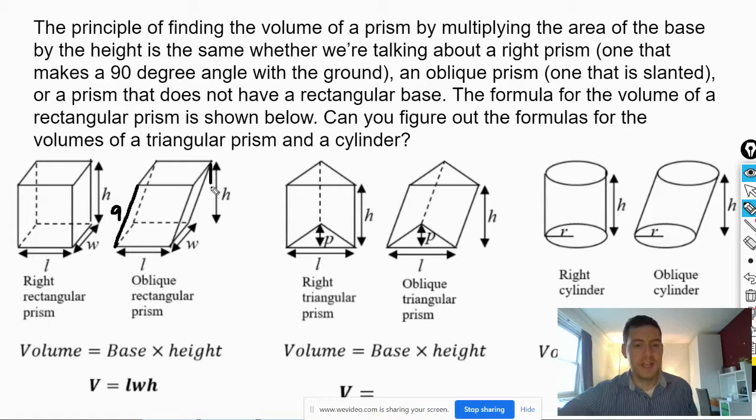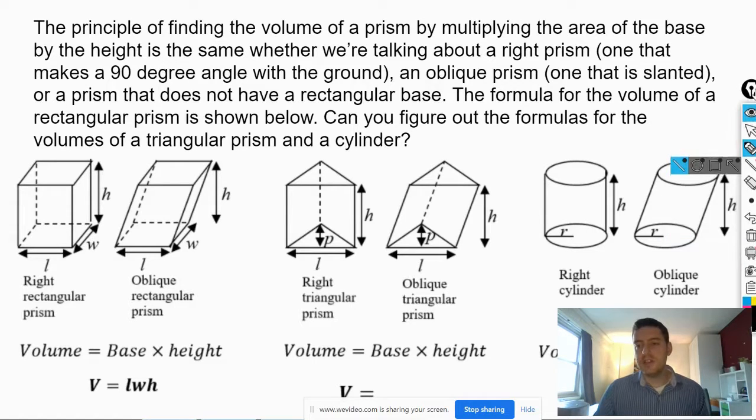So if the height was, let's say, 8 units long, you would use the 8, not the 9, in calculating the volume. Okay, so the principle of multiplying the area of the base by the height is the same whether we're talking about a right prism or an oblique prism. And it's also the same if the base is not even a rectangle. Okay, so look at these examples over here.